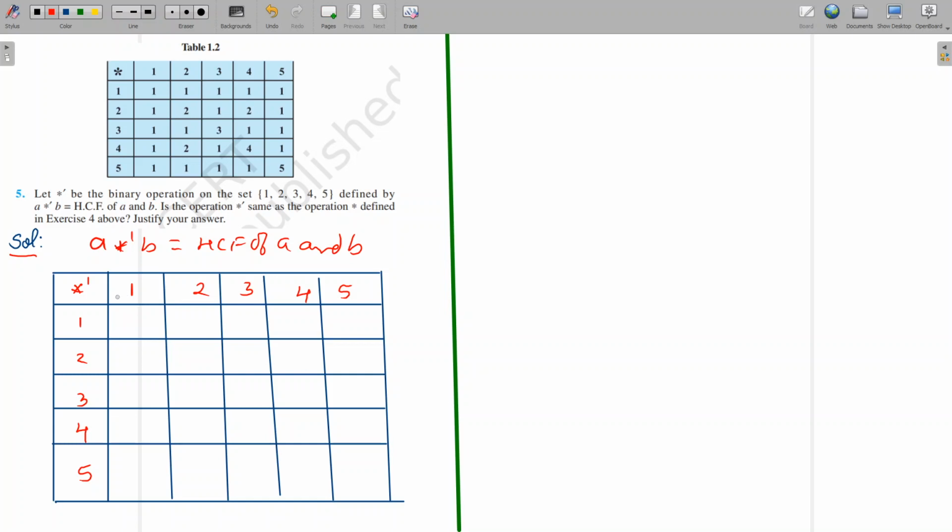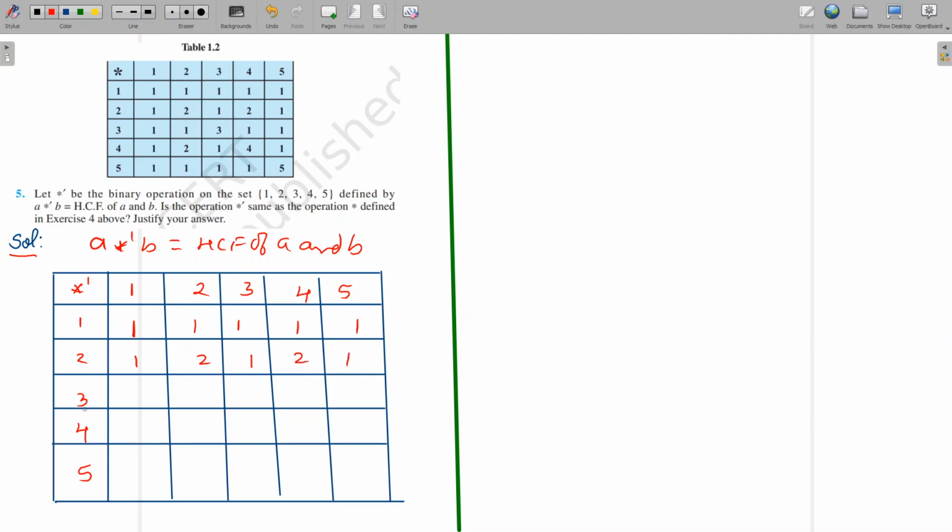So 1 star dash 1, that means GCD of 1 and 1 is 1. GCD of 1 and 2 is 1. GCD of 1 and 3 is 1. GCD of 1 and 4 is 1. GCD of 1 and 5 is 1. GCD of 2 and 1 is 1. GCD of 2 and 2 is 2. GCD of 2 and 3 is 1. GCD of 2 and 4 is 2. GCD of 2 and 5 is 1.